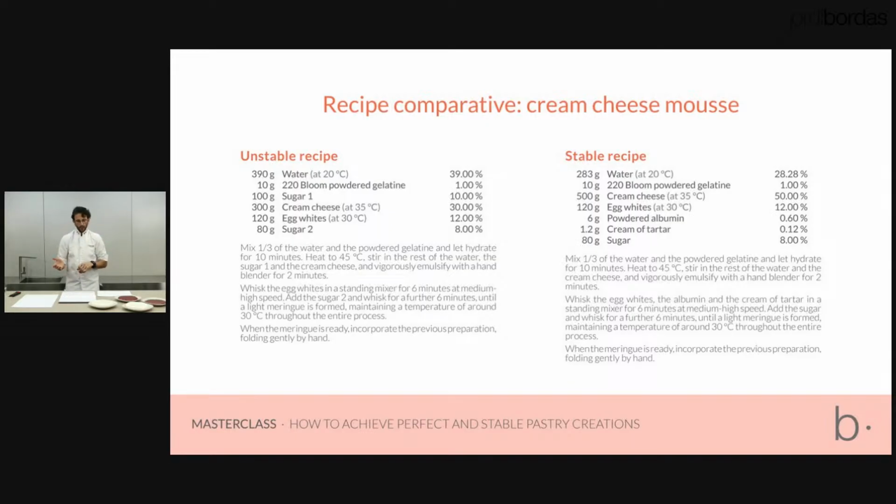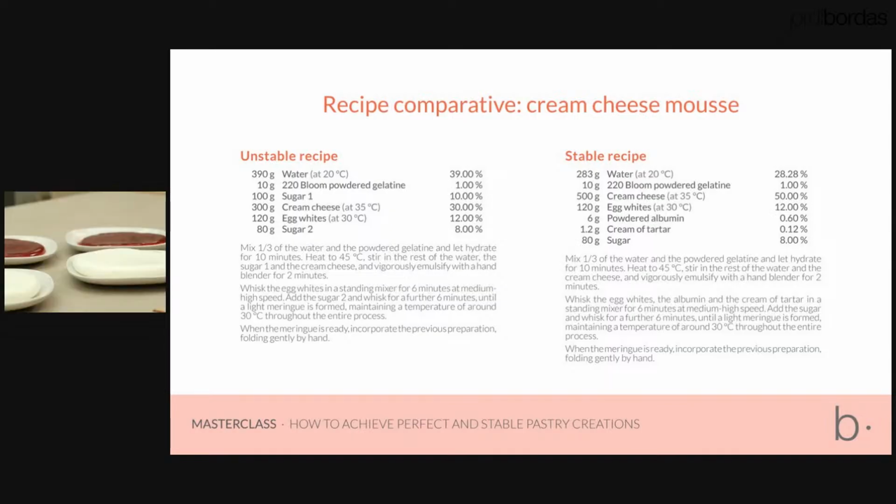So here we have water, then gelatin, sugar, and cream cheese, and then we prepared egg whites and sugar meringue. This recipe is not stable. As you can see, it's completely unstable. There are a lot of points missing in here.